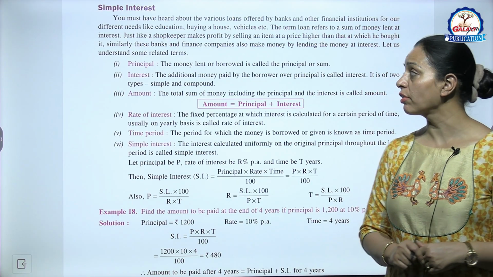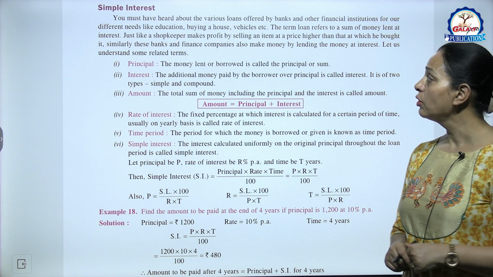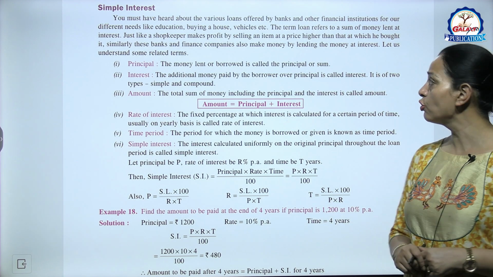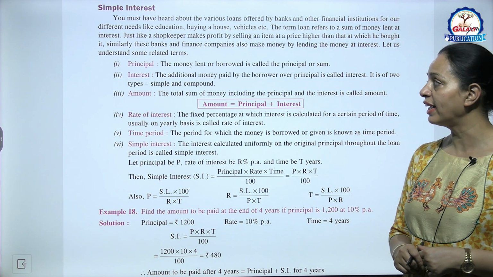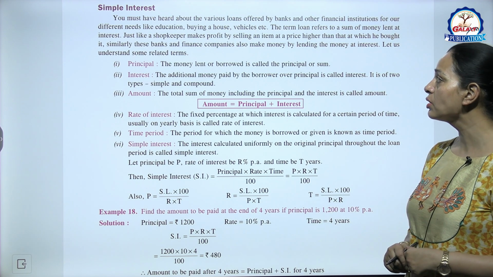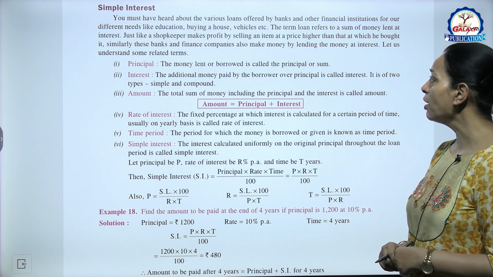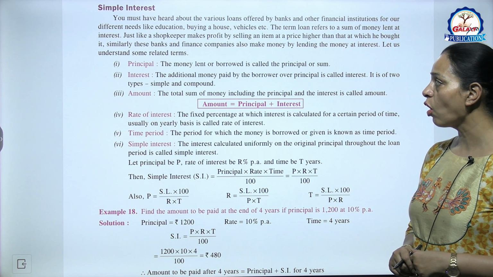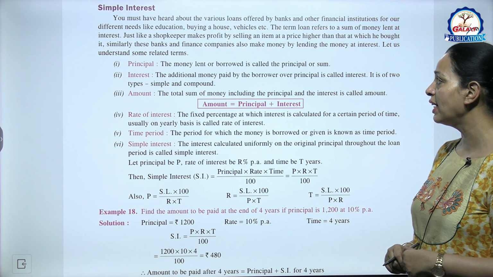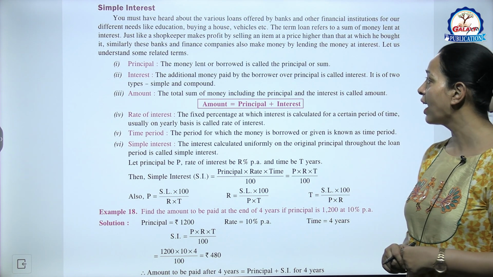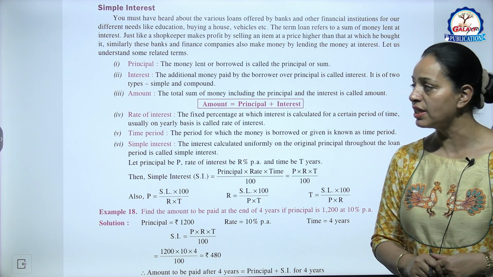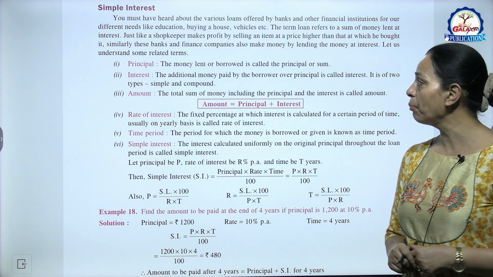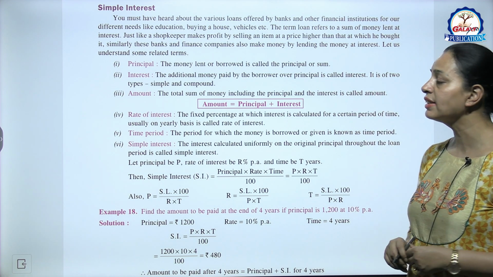Now simple interest. You must have heard about the various loans offered by banks and other financial institutions for our different needs like education, buying a house, vehicles, etc. The term loan refers to a sum of money lent at interest. Just like a shopkeeper makes profit by selling an item at a price higher than that at which he bought it, similarly these banks and finance companies also make money by lending the money at interest.